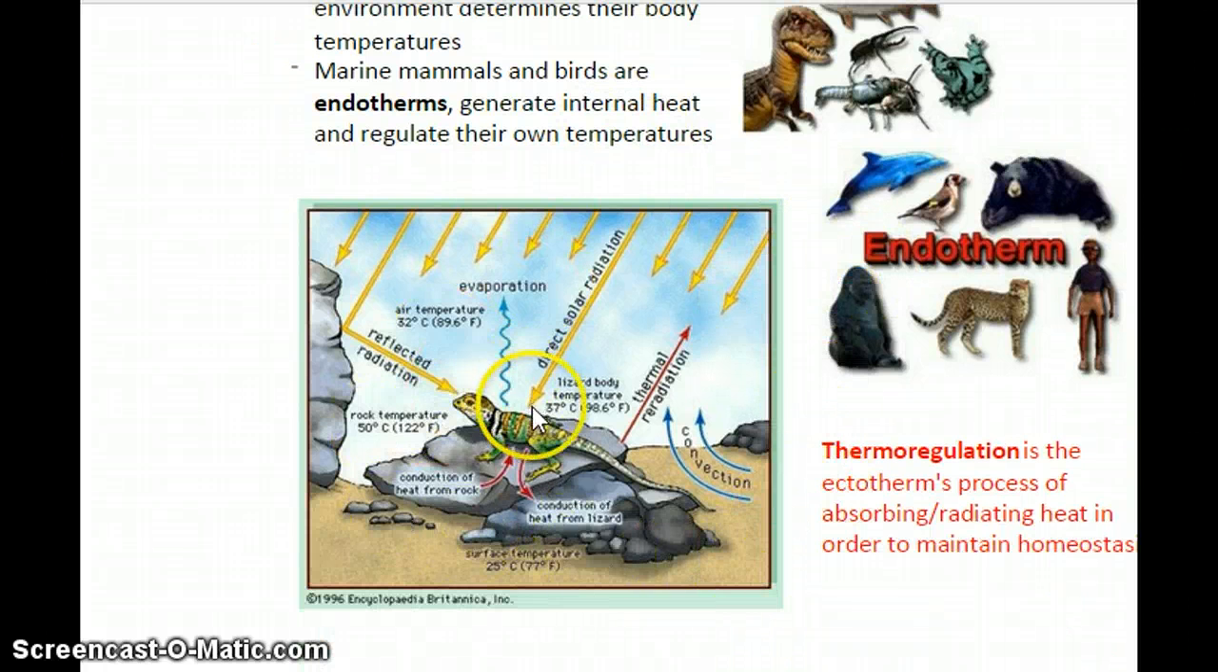Here's an example of an ectotherm. Here's a lizard. And if any of you guys have lizards or snakes as pets, you know that you have to have a heat lamp on their tank. And that's because they can't generate their own body heat. They need that heat externally coming from the heat lamp to keep them warm and to keep their metabolism going at the right rhythm, at the right speed. So what happens is if they get too cold, they get really sluggish. They slow down, and that's their metabolism not functioning properly because they don't have enough body heat. So thermoregulation is basically how an ectotherm absorbs or radiates heat in order to maintain homeostasis.